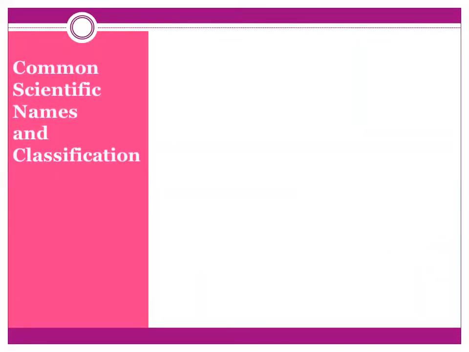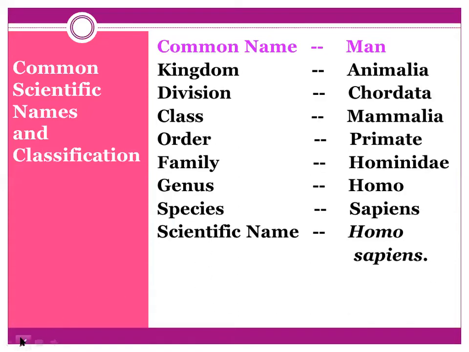Next is the scientific name and classification of the common name, man. Here I am going to show you the classification of man, and we have already discussed it in our previous class as well. If you remember, we belong to the kingdom Animalia. Why do we belong to kingdom Animalia? Because we do not have chlorophyll and we do not have a cell wall.